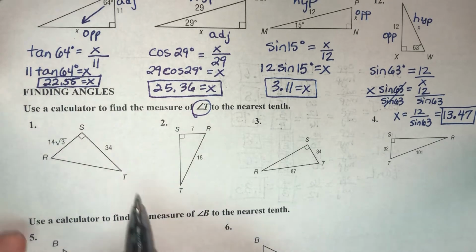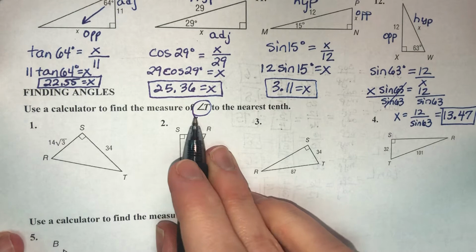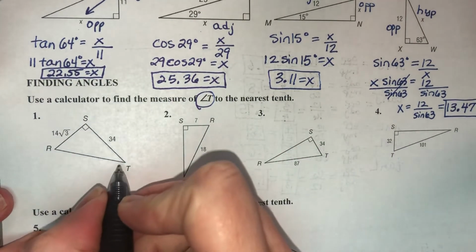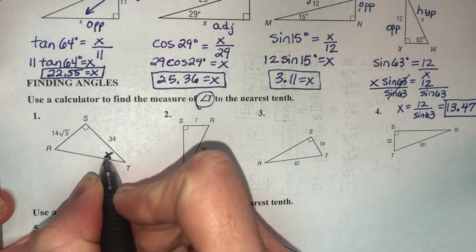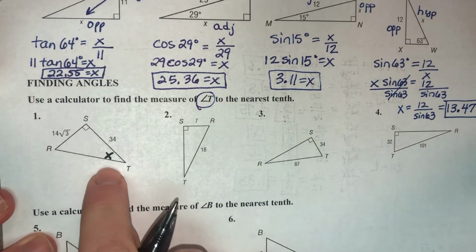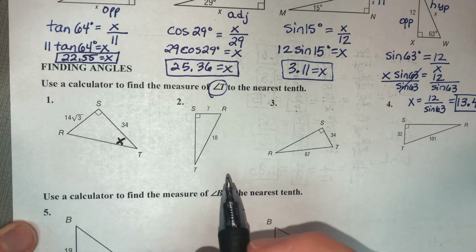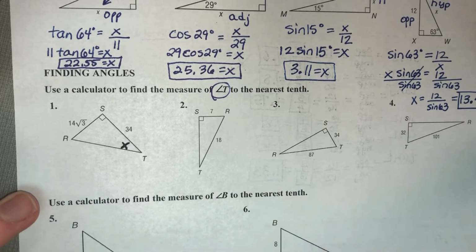Okay, so for number one, the directions say, use a calculator to find the measure of angle T to the nearest tenth. So here's angle T. It's kind of like my X is right here. It's inside the triangle. We're trying to find how many degrees that angle is. So the first step is just like it was last time. We're going to label the sides. This time we're not going to have variables on any of the sides. They're both going to be numbers. You'll be given two sides, and they'll both have numbers on them.